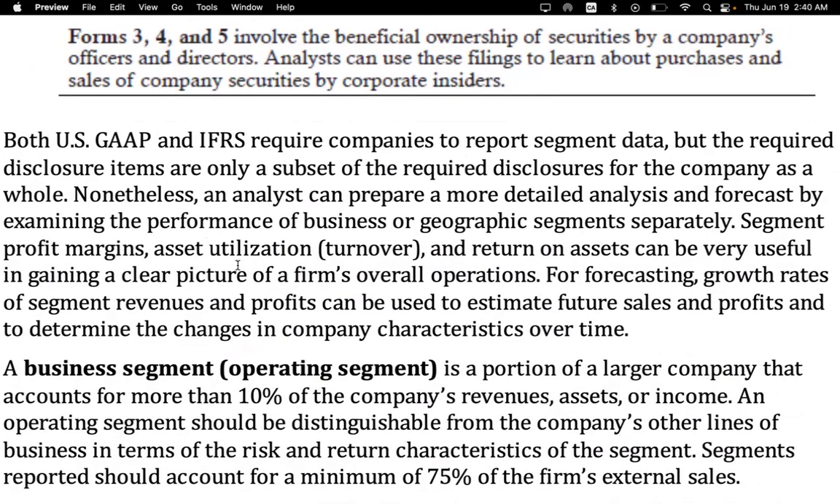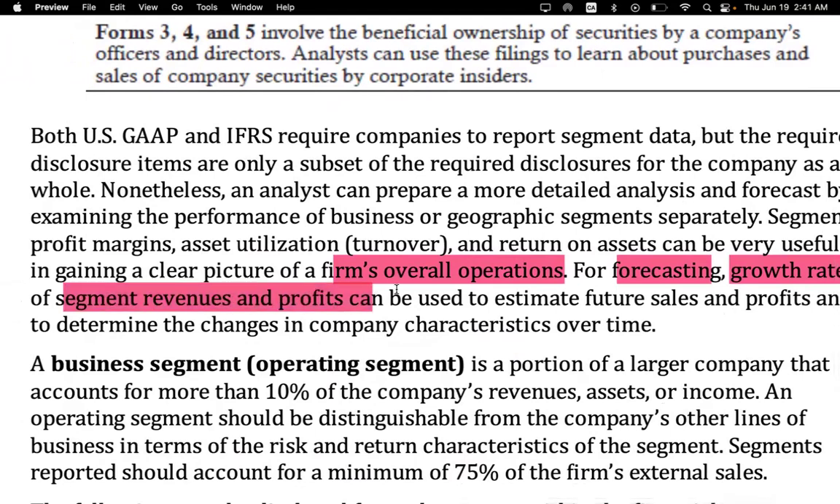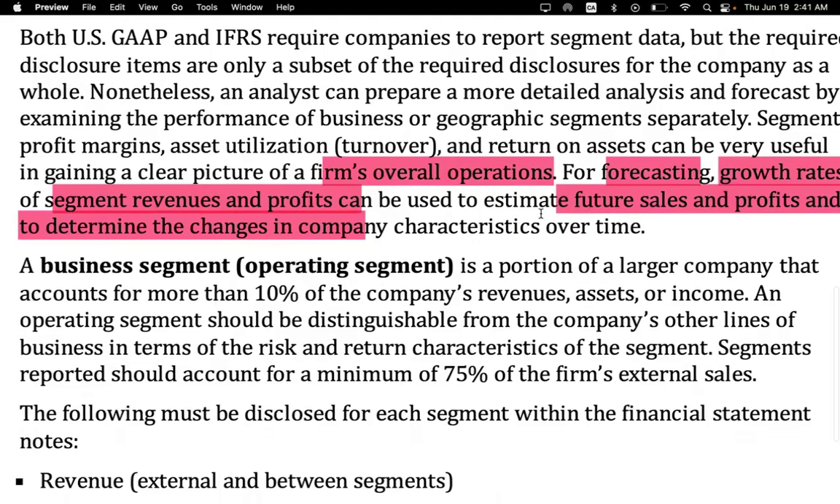So what it's basically saying is that it is very good to have segment data. You can look at segment profit margins. You can look at asset utilization. You can look at ROA of segments, and you can kind of predict how the company is going to do overall in the future. And it's a very good picture, a very good bird's eye view of the firm's overall operations. You can forecast with segments. You can look at segment growth rates, and that could help you estimate future sales and profits and determine changes in company characteristics.